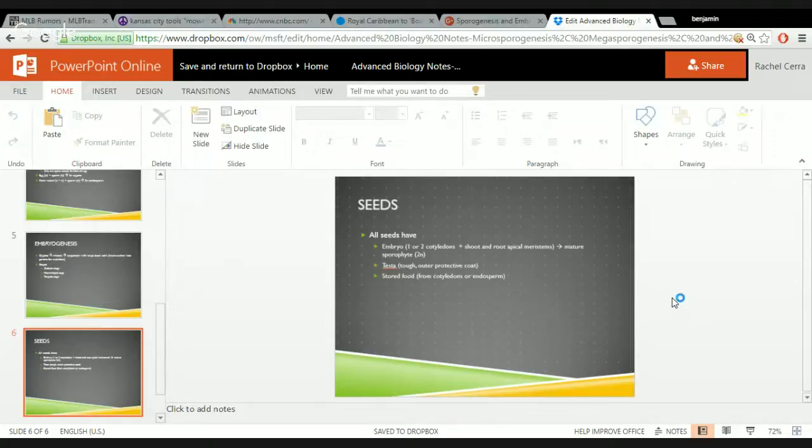Oh, I forgot the seeds part here. I was getting ready to wrap up, and I didn't have this part. The last thing, all seeds, which we'll talk about here in 2-3 days on Thursday, are going to have the embryo, 1 or 2 cotyledons, and then your shoot and root apical meristems, which makes your mature sporophyte. And then it's got that testa, that tough outer protective coat, and stored food from your cotyledons or the endosperm.